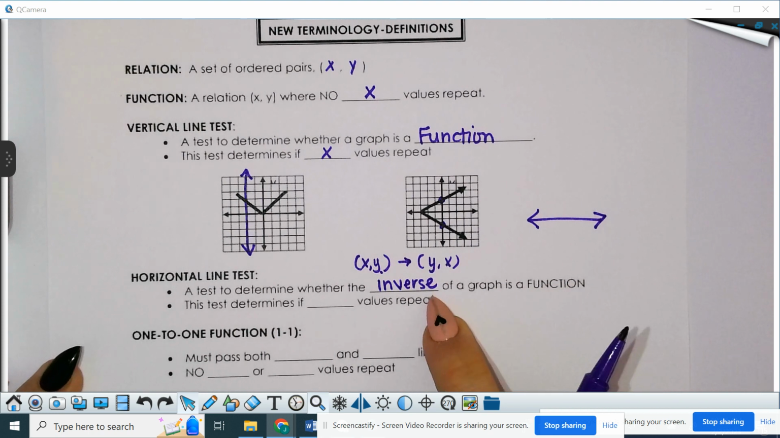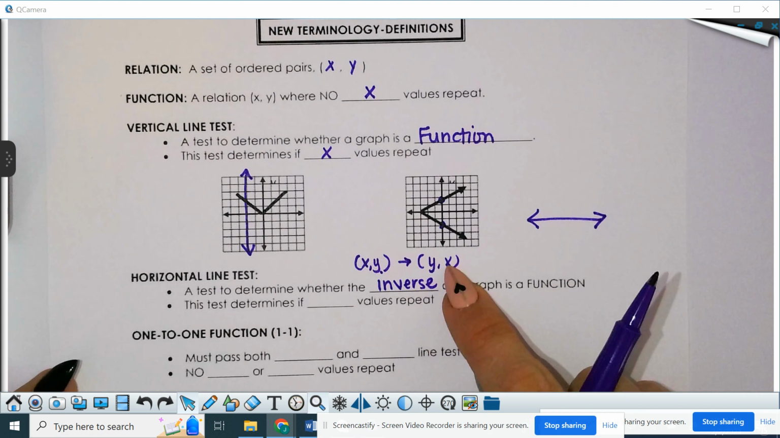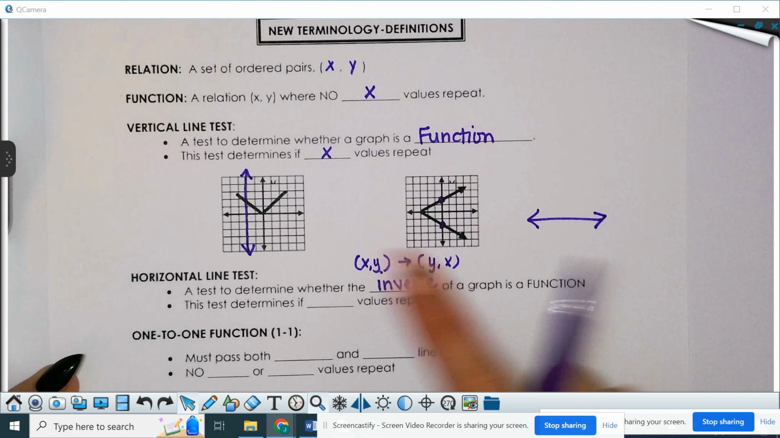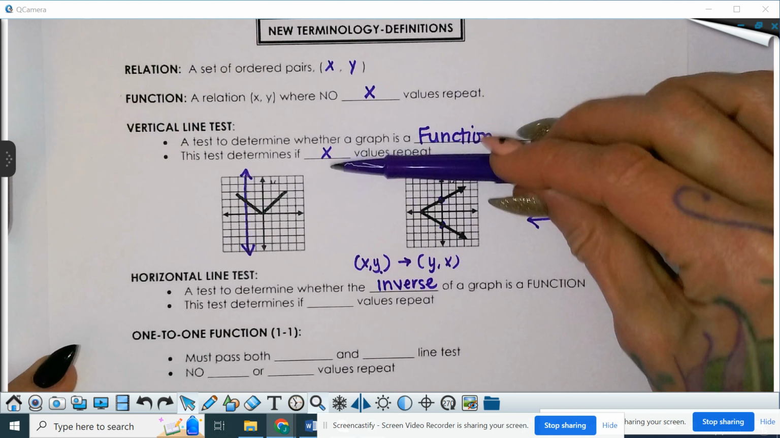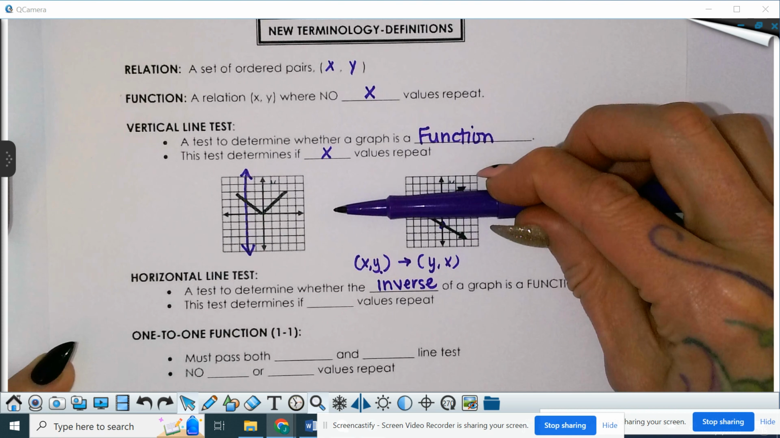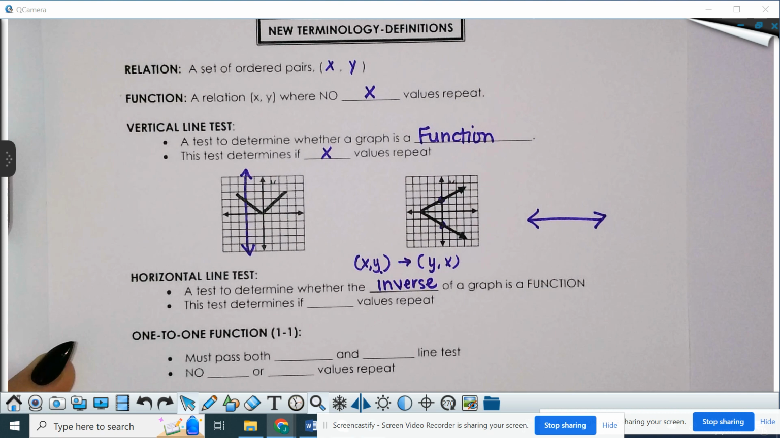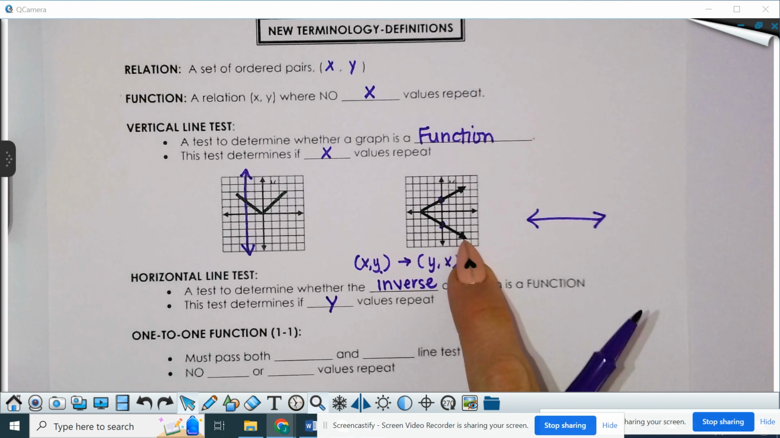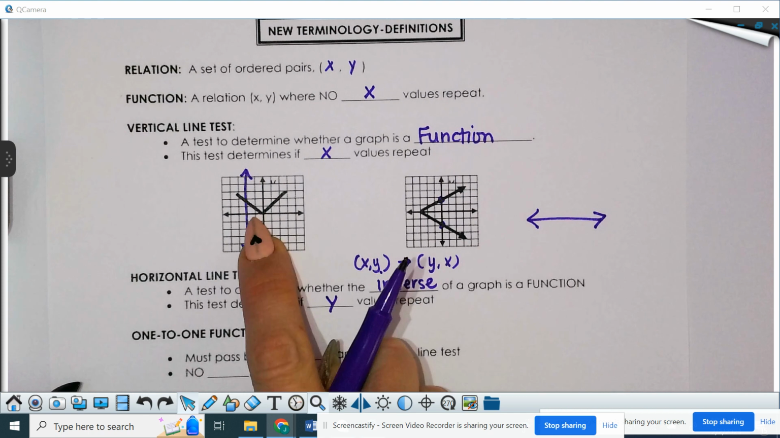Don't overly harp on the word inverse right now or the types of functions. Just visually understand that you can use a horizontal line test. So going this way, and if it only touches once, that lets them know if the y values repeat, which does mean that the inverse is a function of this.